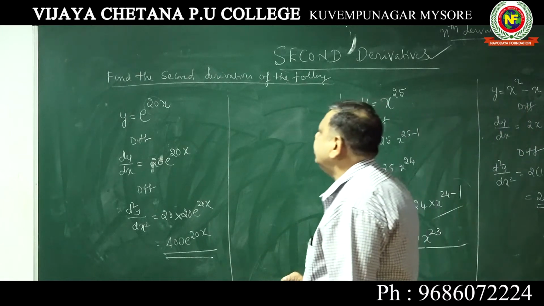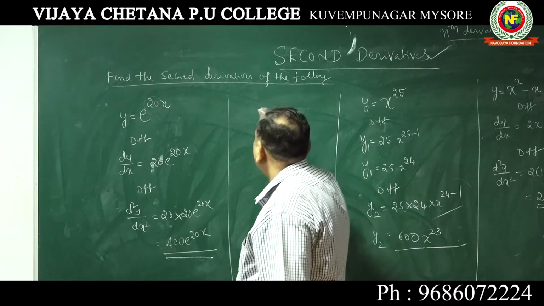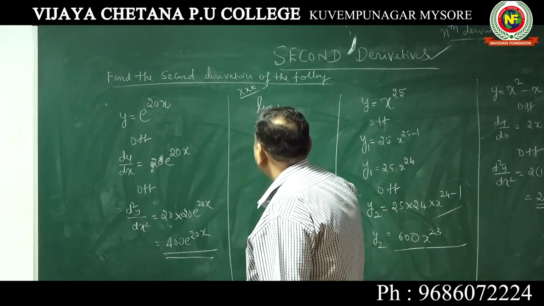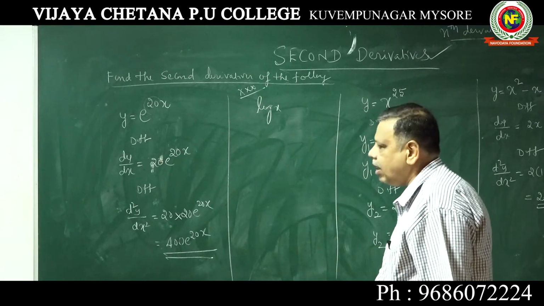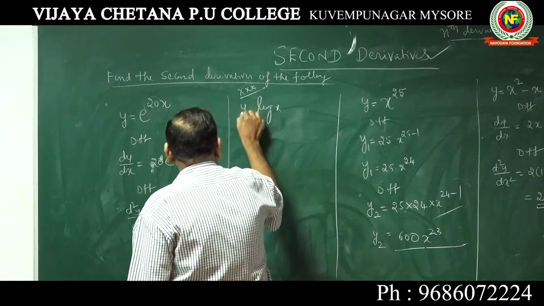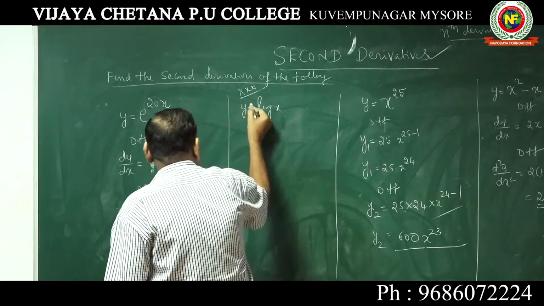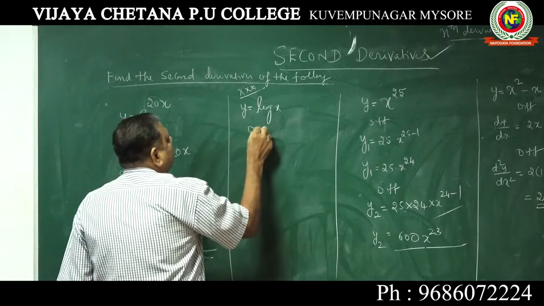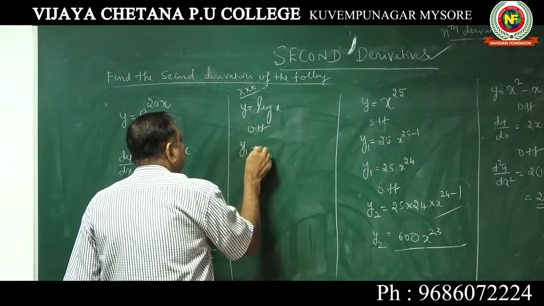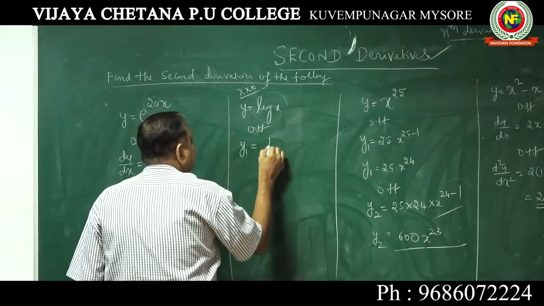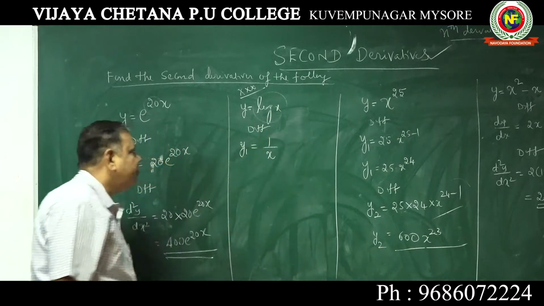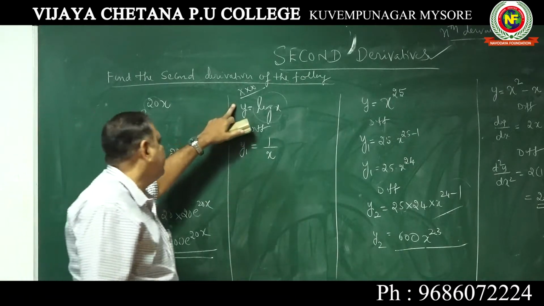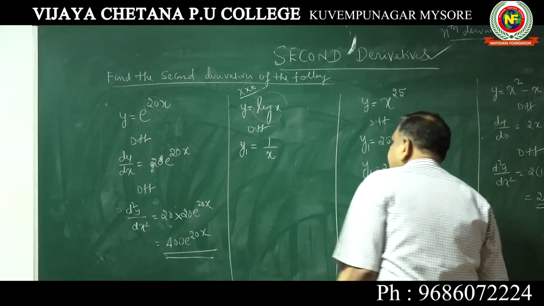Now, find the second derivative of log x. Important problem. Once they have asked this question. Find the differential coefficient of log x. Take it as y. Y is equal to log x. When you differentiate this, you can write y1, that is the dy by dx value. Y1 is differential coefficient of log x, which is 1 by x. Important question. They have asked in examination also.